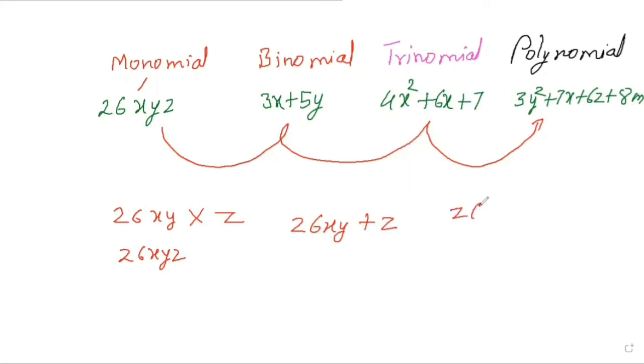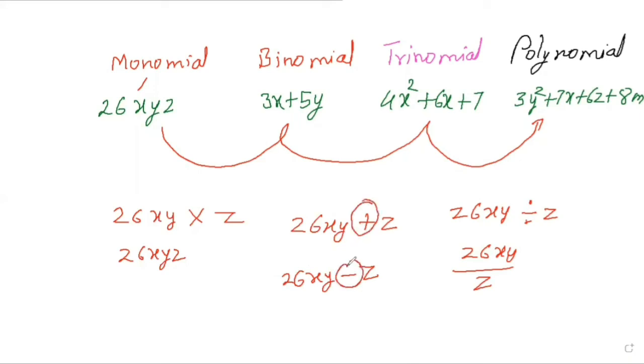If I write 26xy divided by z, this is again a single term. It becomes 26xy upon z. So this is again a monomial. Again, if I write 26xy minus z, this becomes a binomial. So plus and minus are the separators, because of that we get two terms. When it is a multiplication or a division, it gets converted again into a monomial. Understood, children? What is a monomial, binomial, trinomial, and all of these are called polynomials.